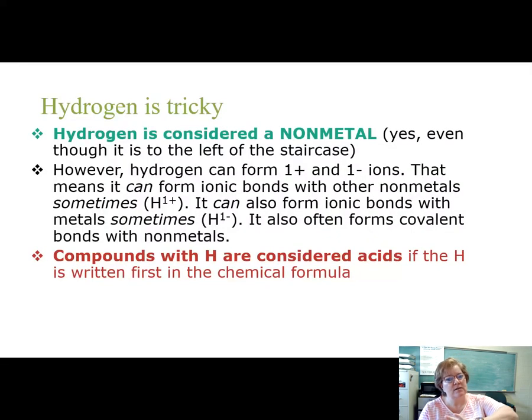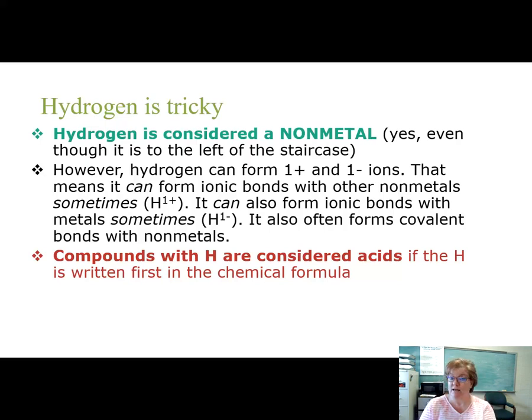So hydrogen, as always, is going to be kind of weird. It doesn't quite follow patterns. It is a nonmetal, even though it is to the left of the staircase. It is considered a nonmetal. We've already talked about that. And sometimes it makes cations, +1 ions. Sometimes it makes anions, -1 ions. So it kind of depends on the situation.